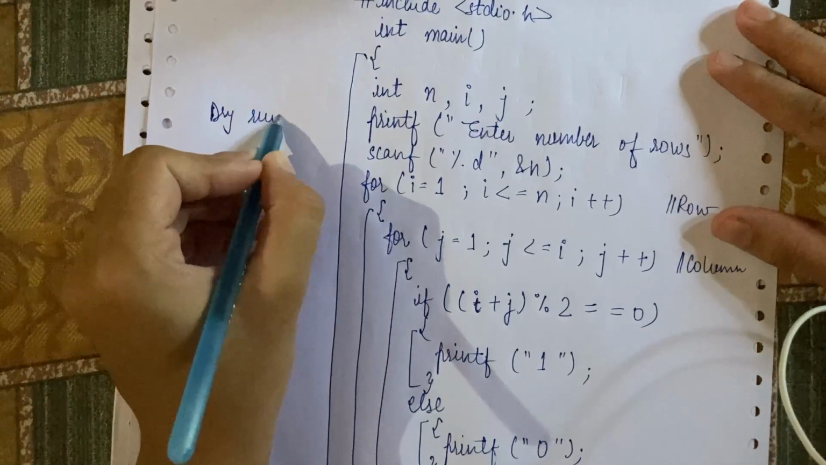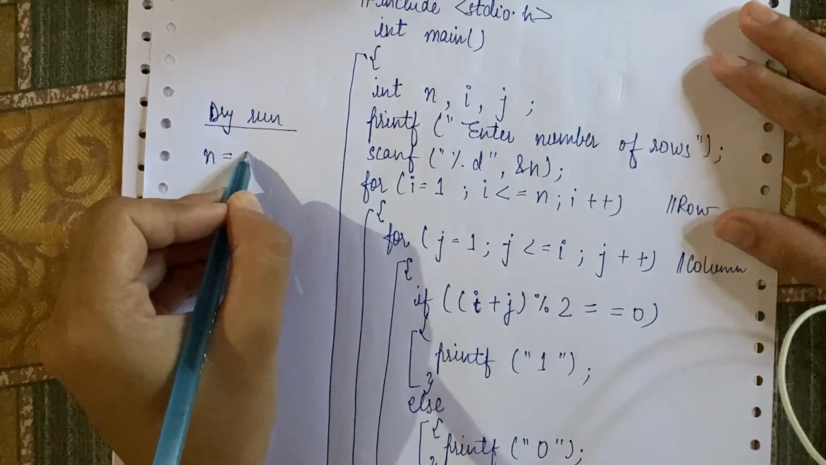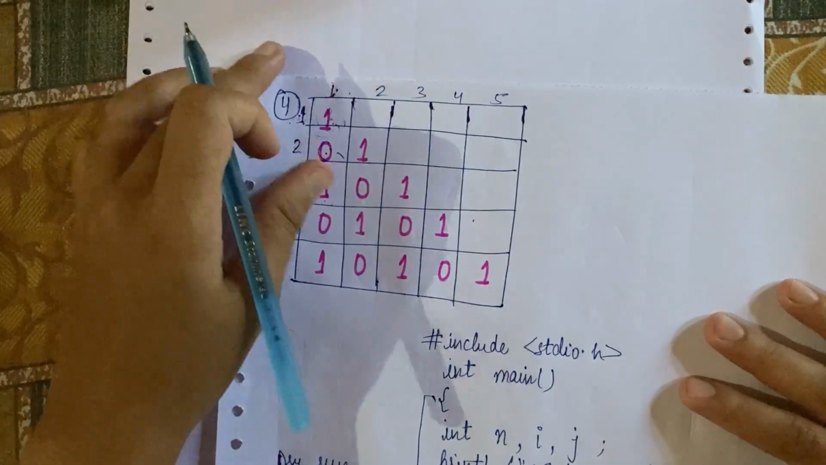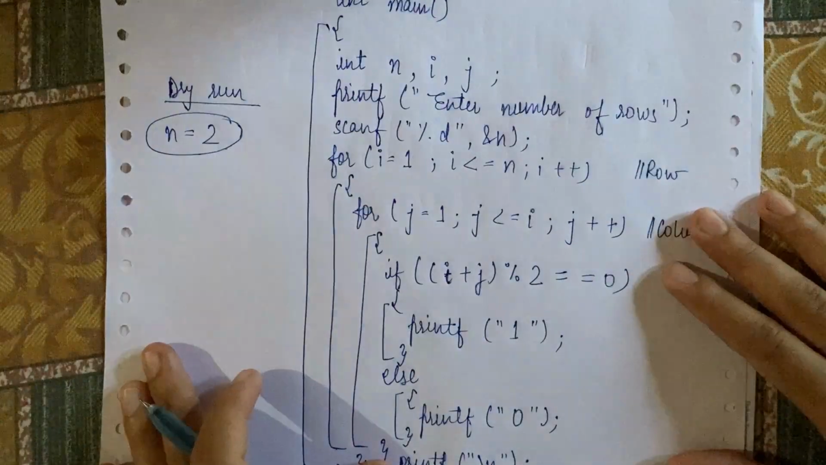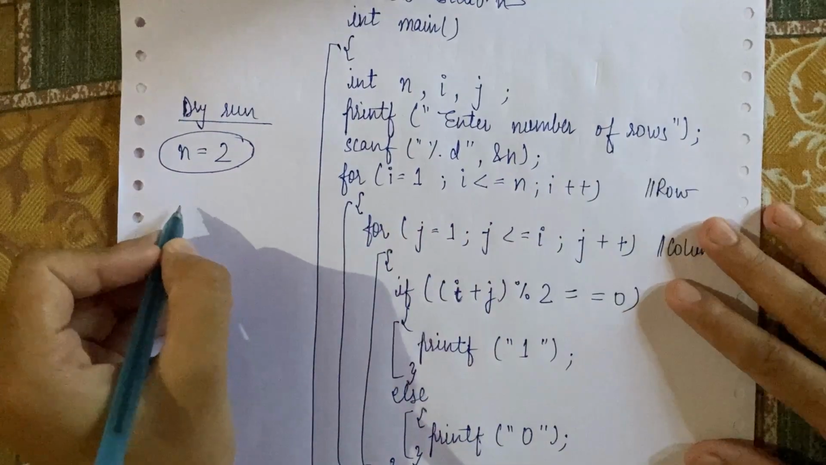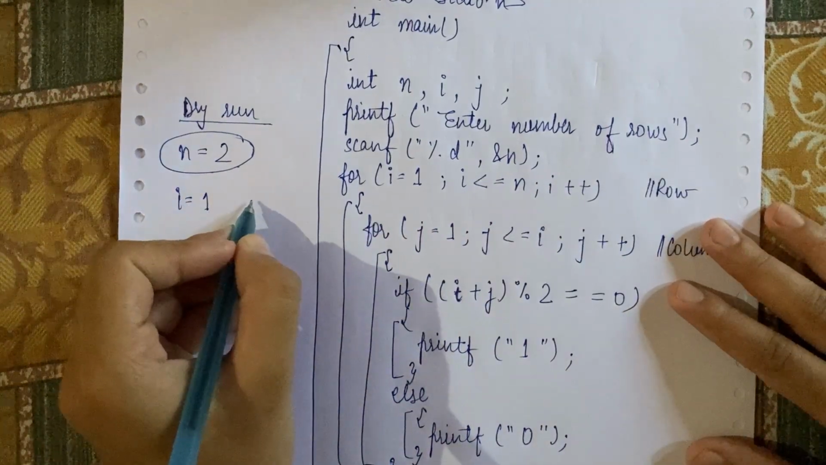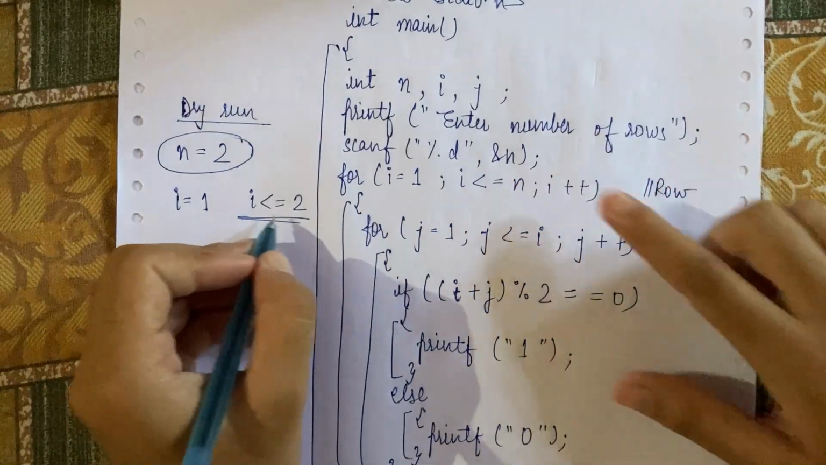So for the dry run, let us take n is equal to 2. We'll just print 2 rows so that it is clear to you how we are going to work with this code. So n is 2. For the value of n, i is equal to 1, and the condition will be checked till n, that is 2.